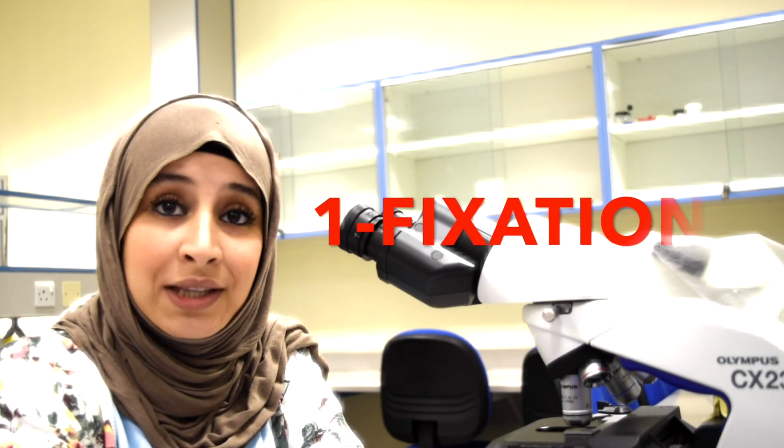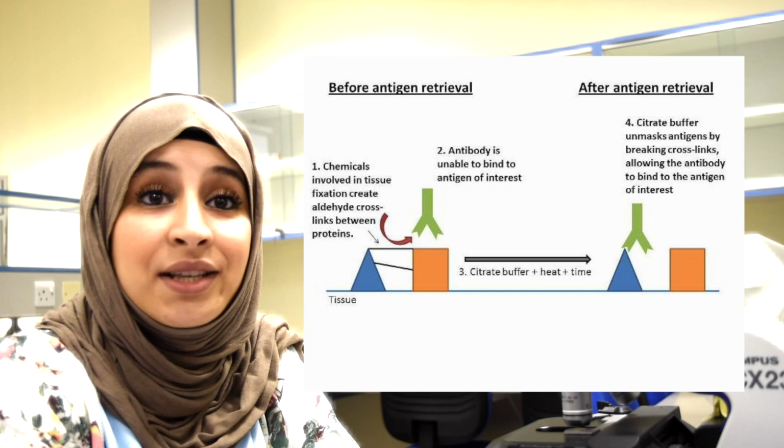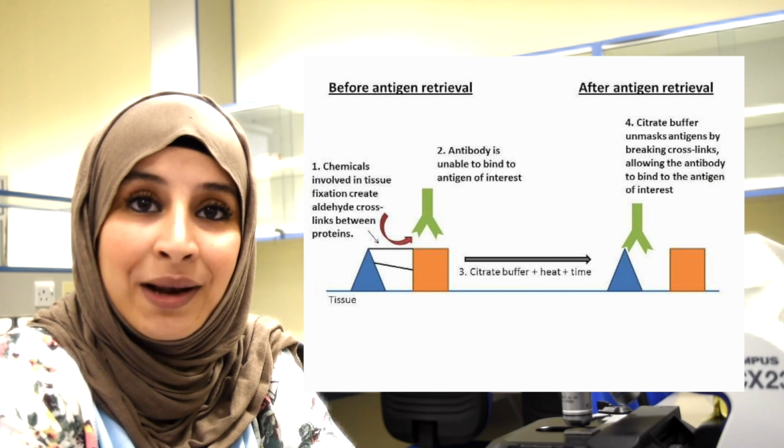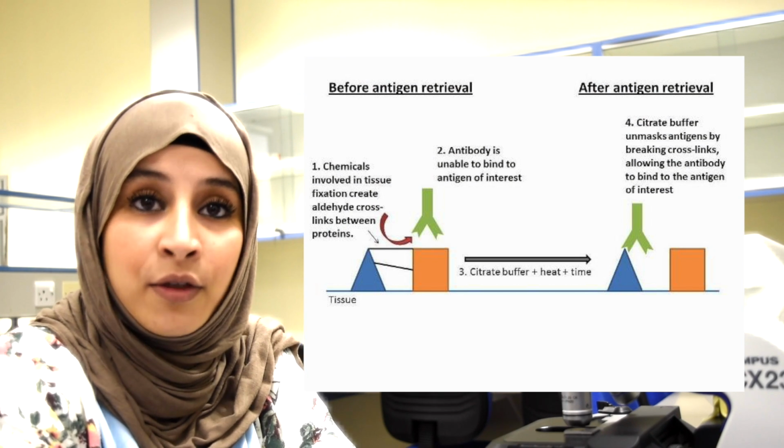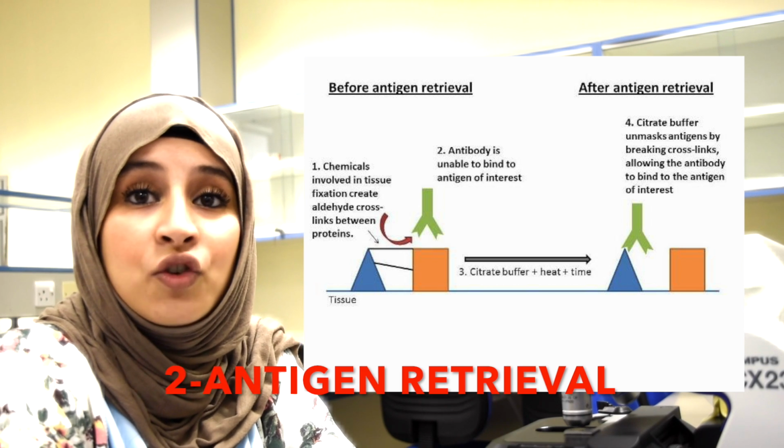Now we're going to speak about the steps of immunohistochemistry. The first step is fixation. This is a very important step as it maintains tissue structure and retains antigenicity by using formalin fixed and paraffin embedded method. The second step is antigen retrieval.